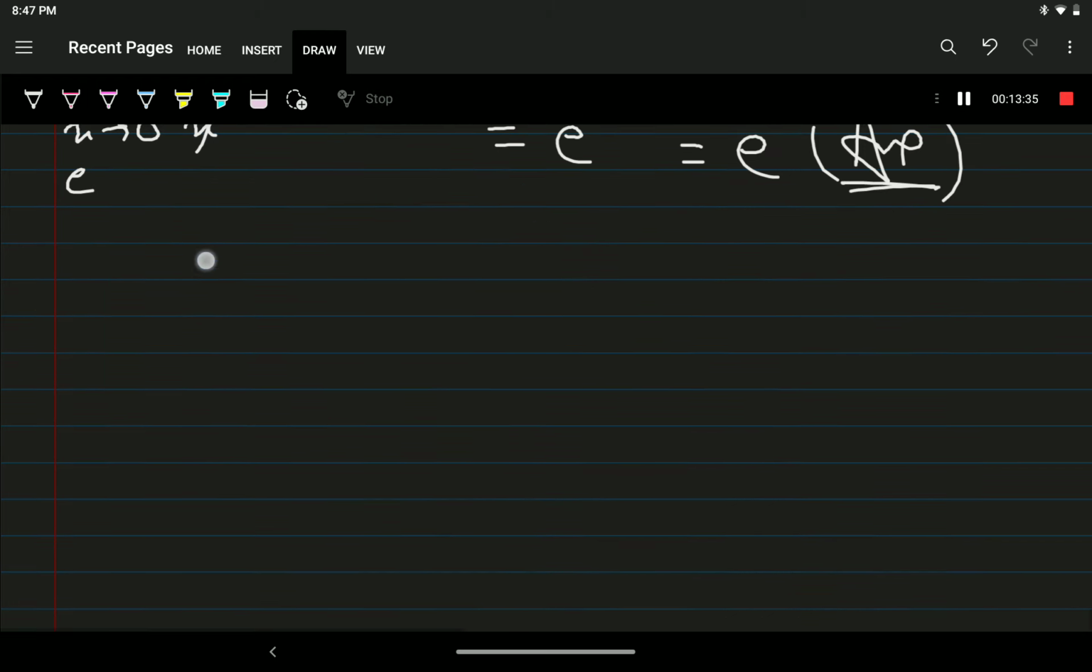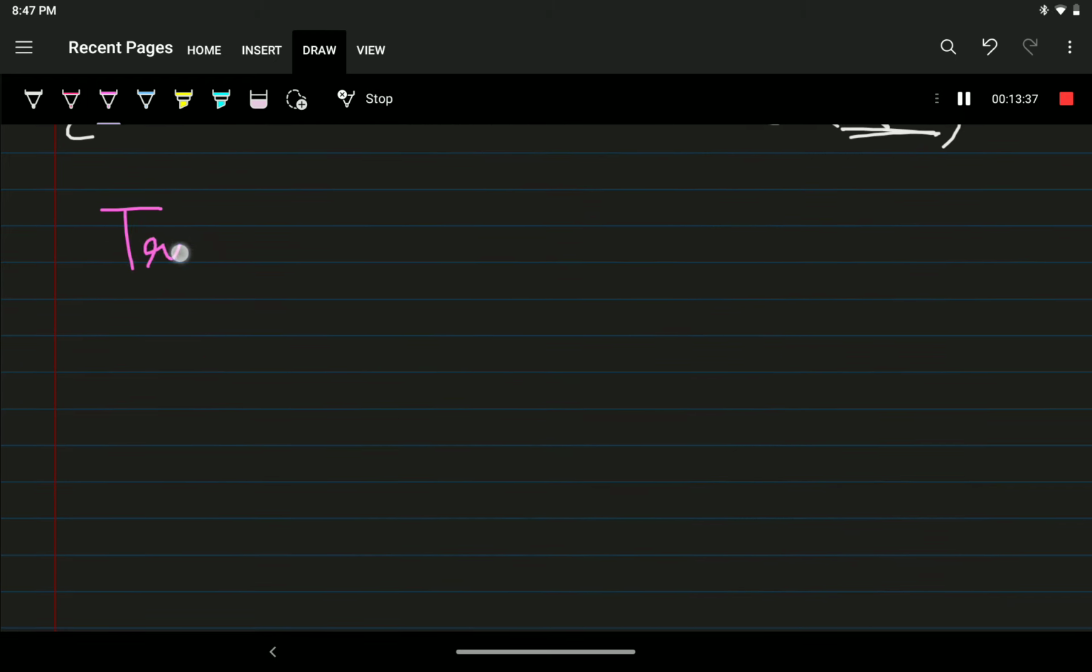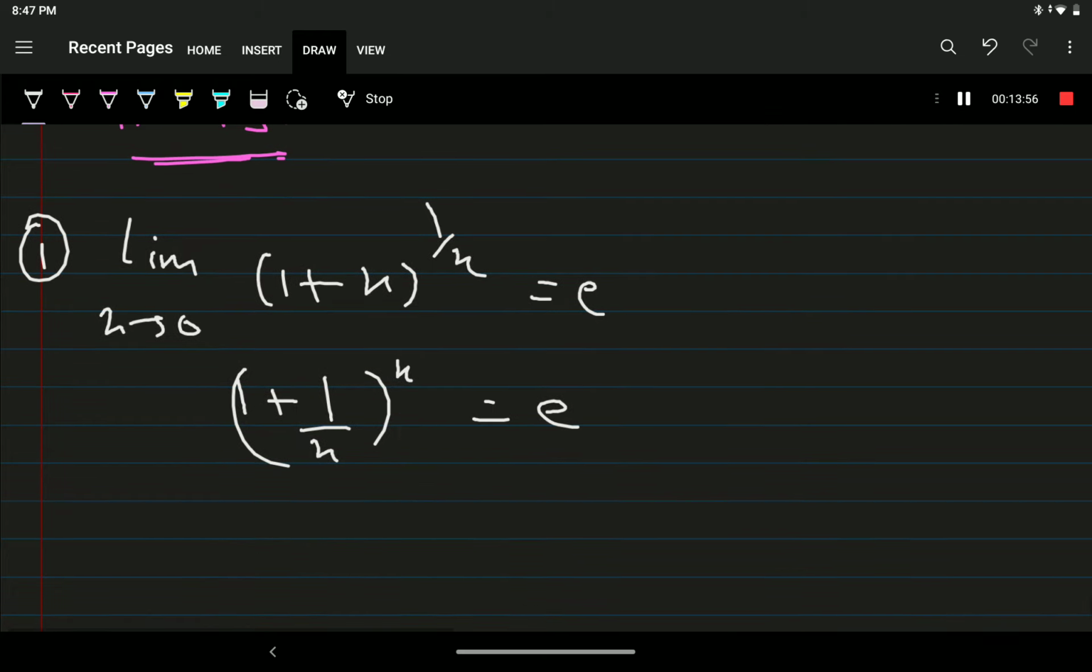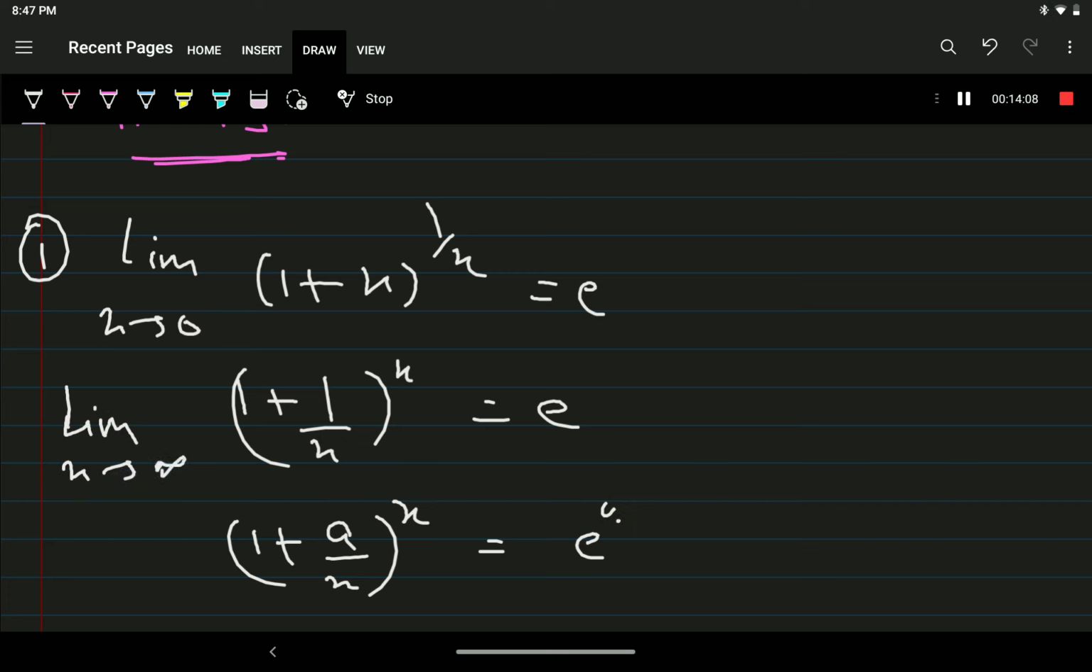Now there are some tricks to solve this type of questions really quick. Like number 1, suppose limit x tends to 0, 1 plus x to the power 1 by x is always e. If it is 1 plus 1 by x to the power x, it is e. If it is 1 plus a by x to the power x, it is e to the power a, as x tends to infinity.